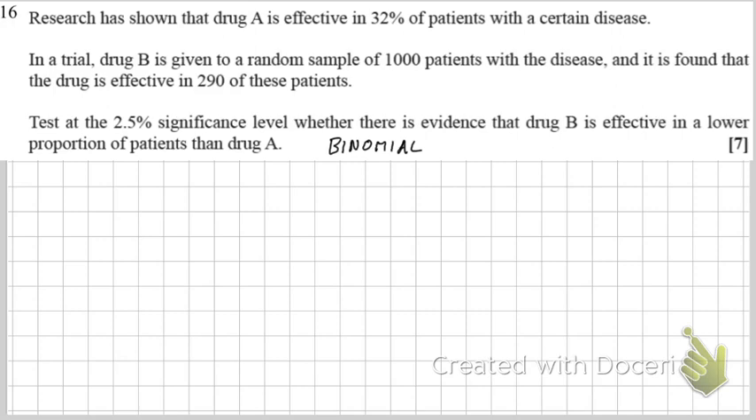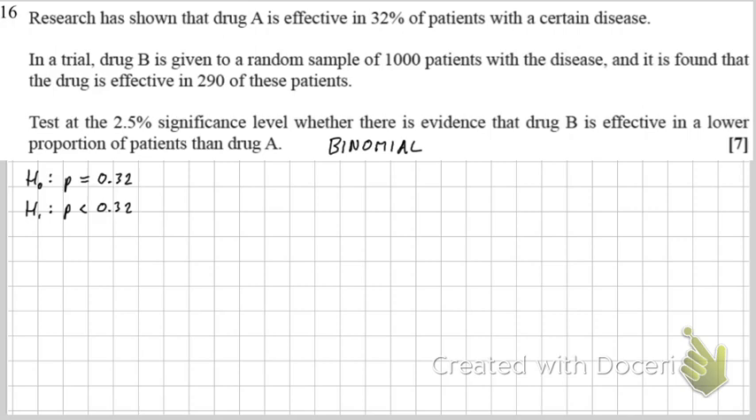you won't forget stuff. First thing we do in a hypothesis test is we write down the null hypothesis. Now for a binomial hypothesis test, that's for the value of p. We're given in the question that the value of p is 0.32. And we're testing at the 2.5% significance level whether there's evidence that the drug is effective in a lower proportion of patients. So less than 0.32. So that is our H1.